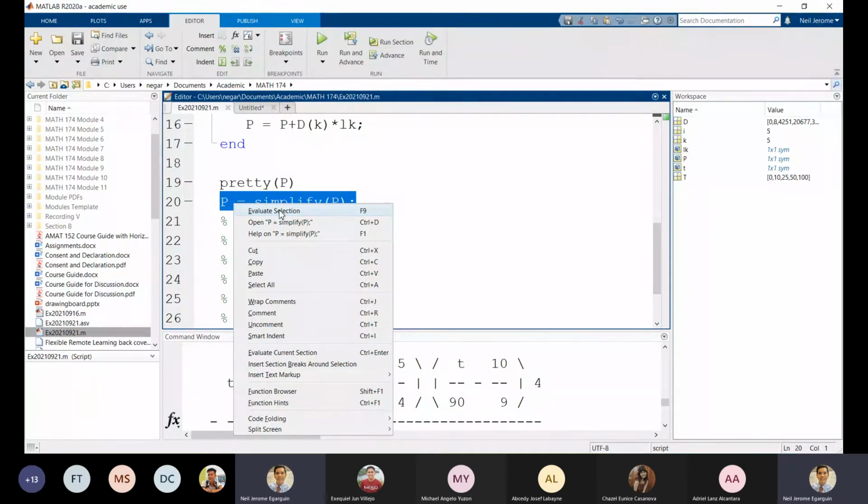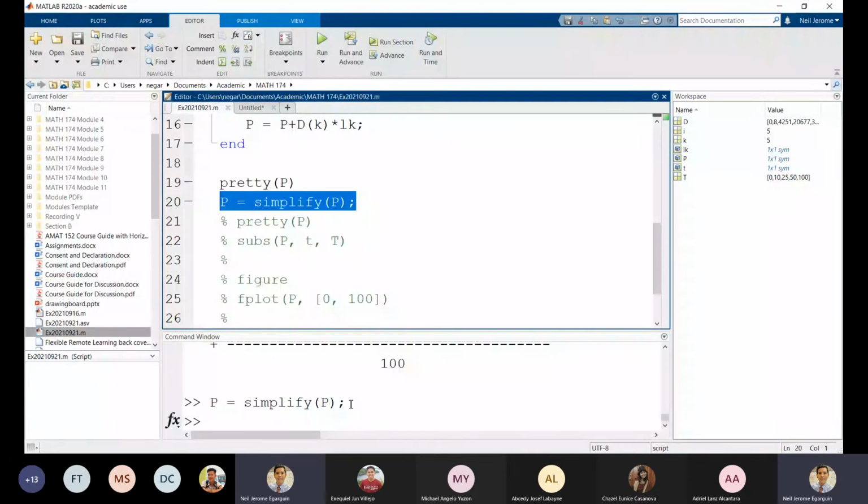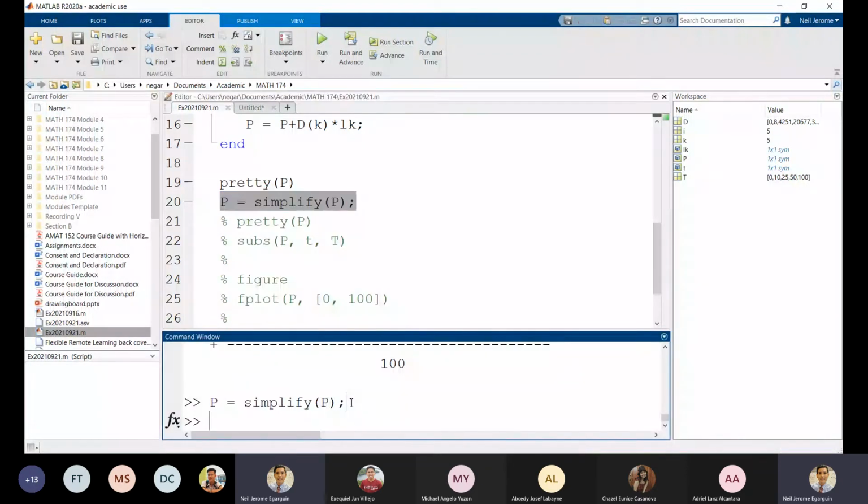Kaya hindi naka-output sa command window yung simplified version ni P. So makikita nyo nakasuppress. Pero the assignment has been done. Kinompute na ni MATLAB si simplify P, tapos inassign niya na yung simplified version to the variable P. So if I really want to see the variable P, type ko lang yung P sa command window, press enter, you'll get the simplified version.